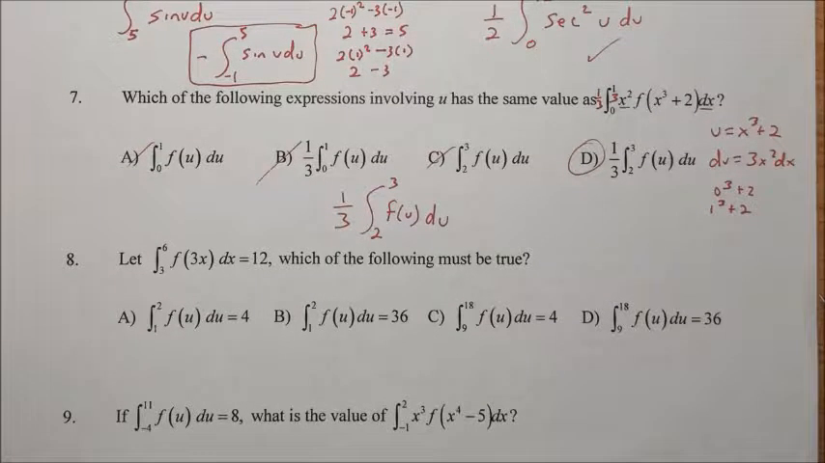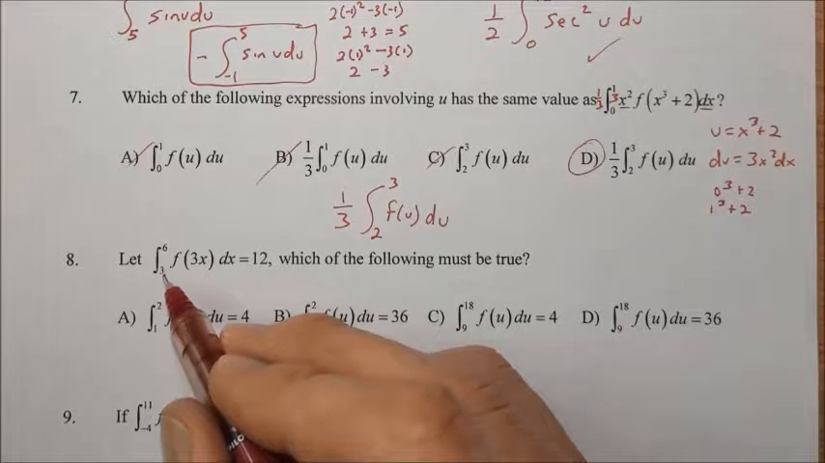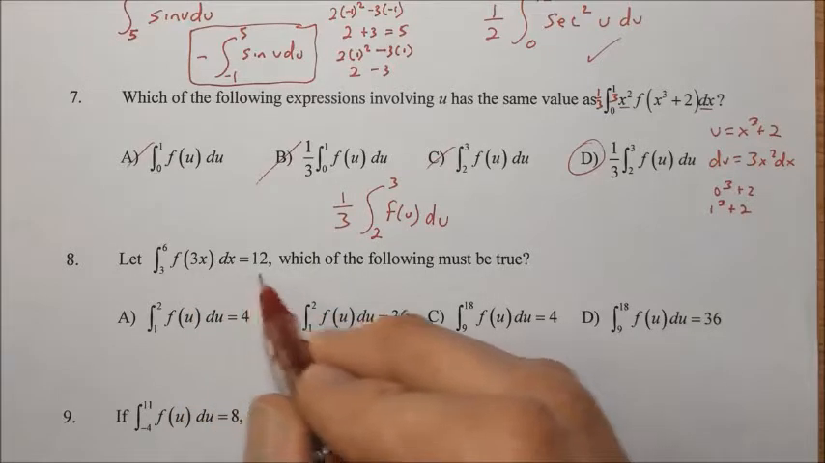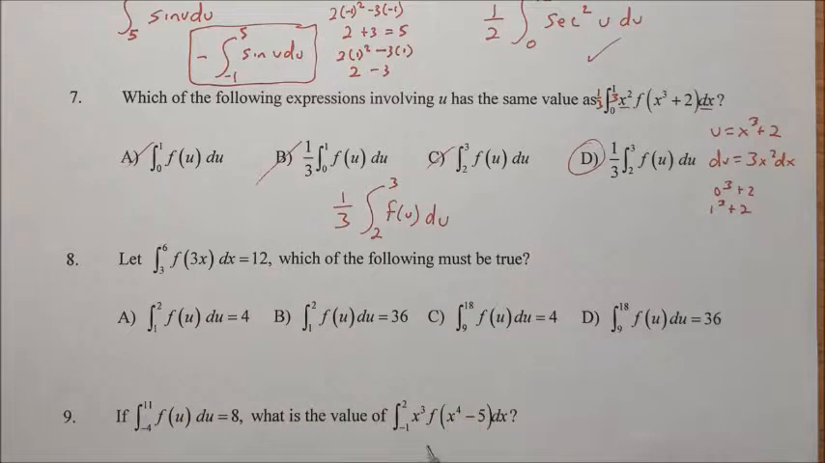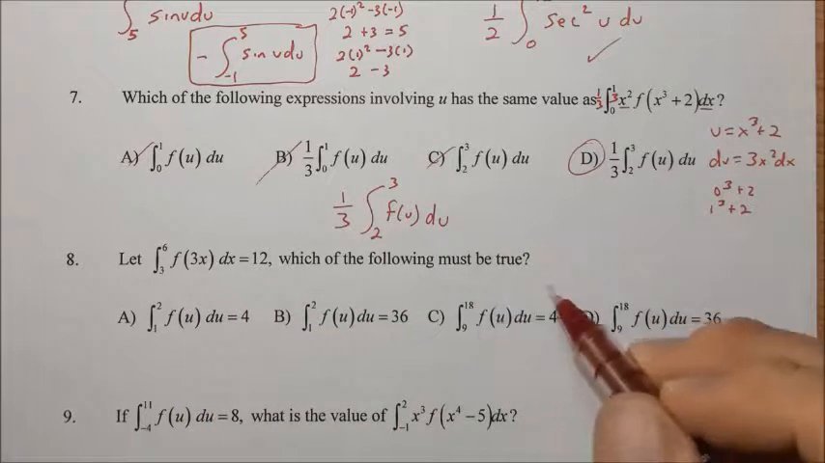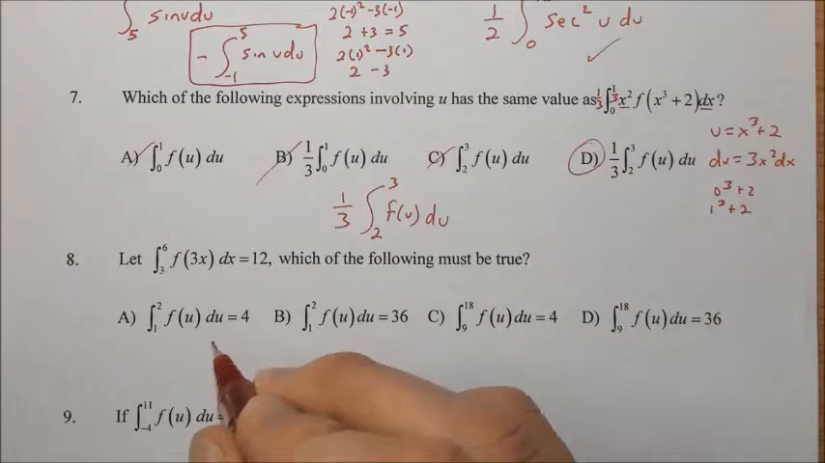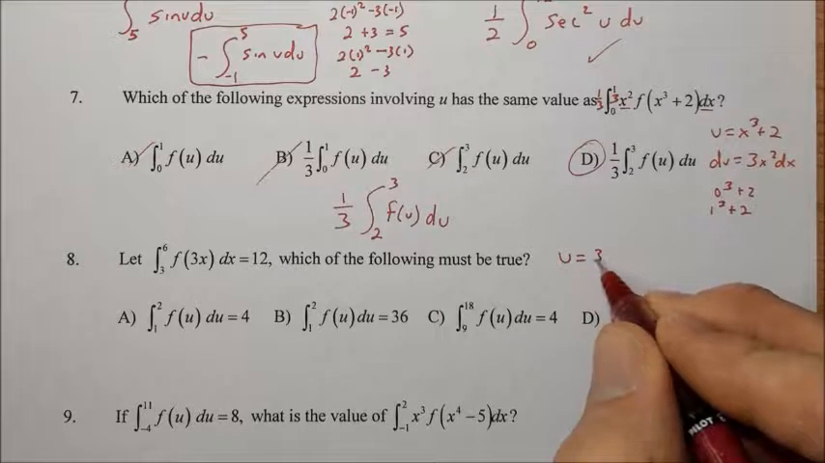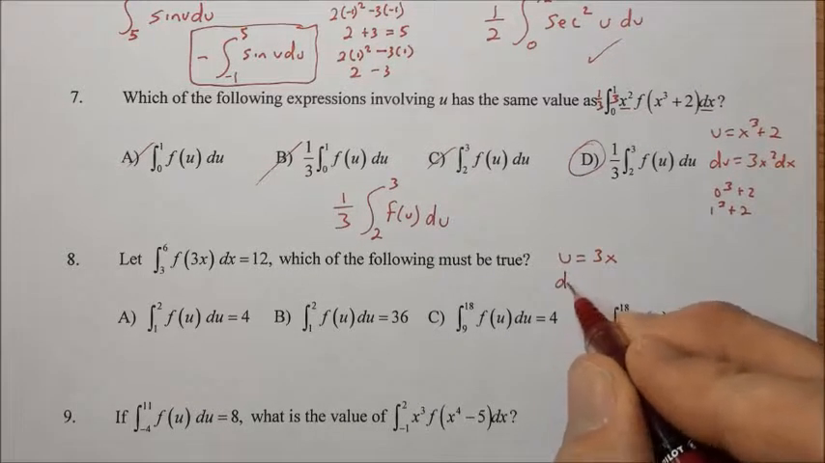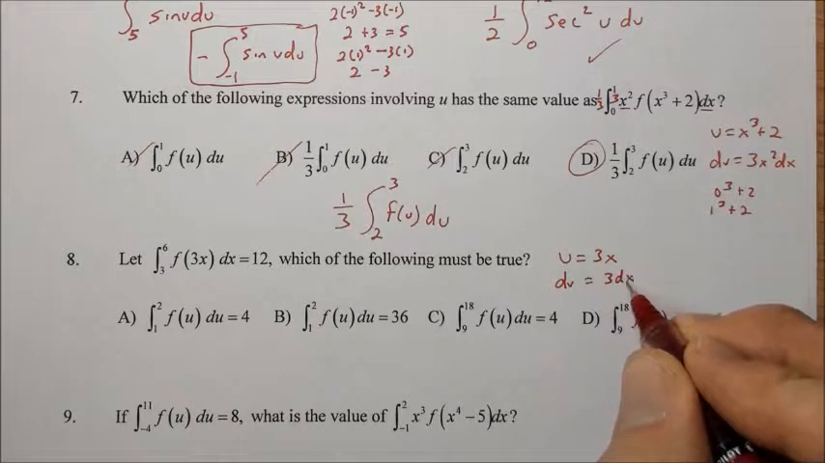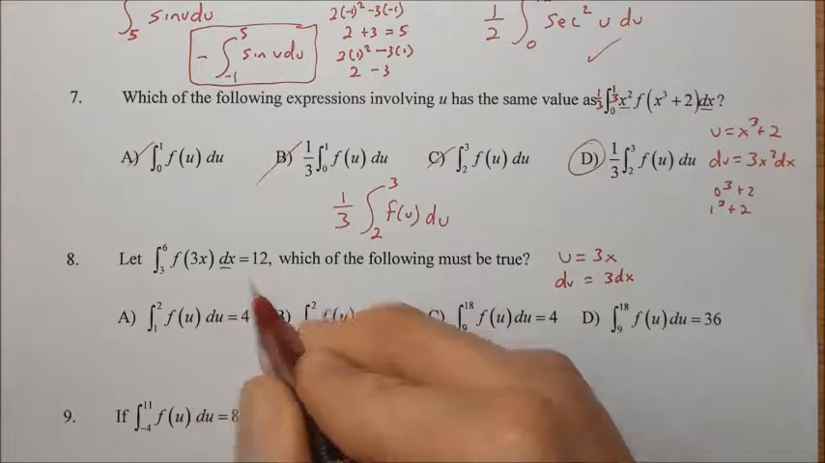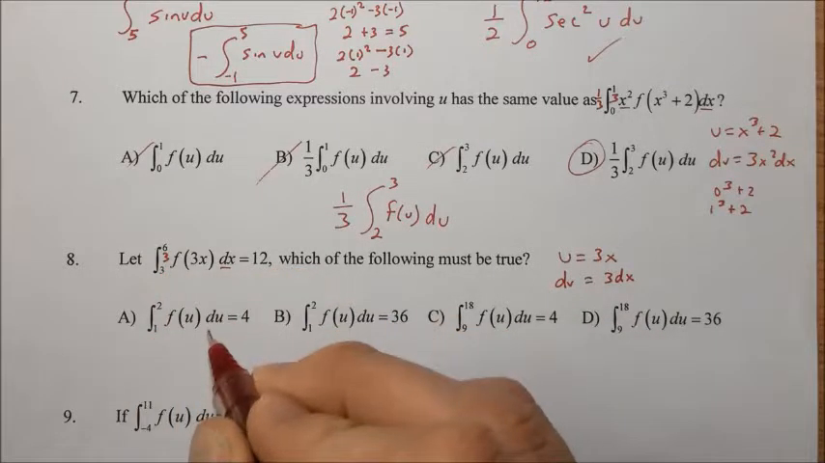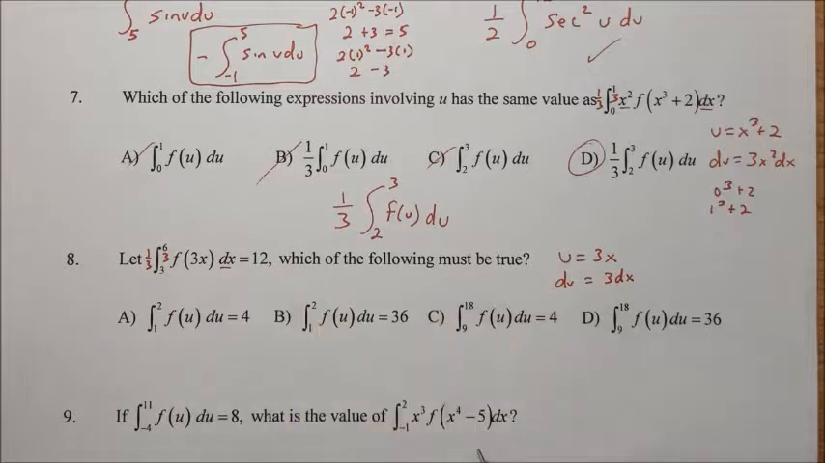Alright, number 8. The integral from 3 to 6 of f of 3x dx is equal to 12. Which of the following must be true? Well, you get the theme of this homework. We're looking at some u substitution. So here we go. Let's make u equal to the inner function. U is equal to 3x. Du, therefore, would be 3 dx. We have the dx, we don't have the 3, so we need the 1/3 outside.